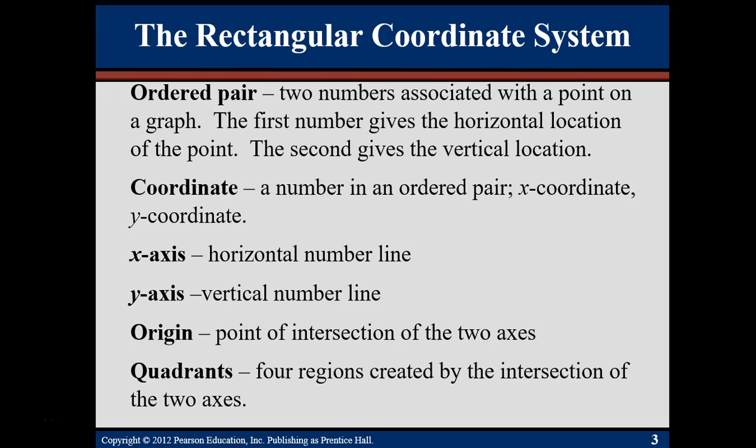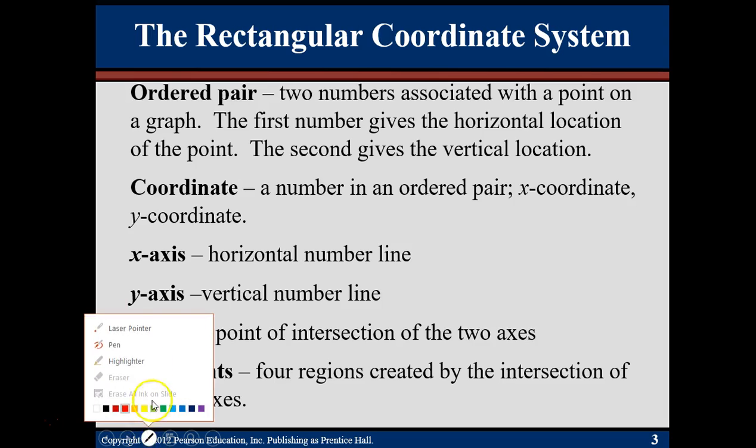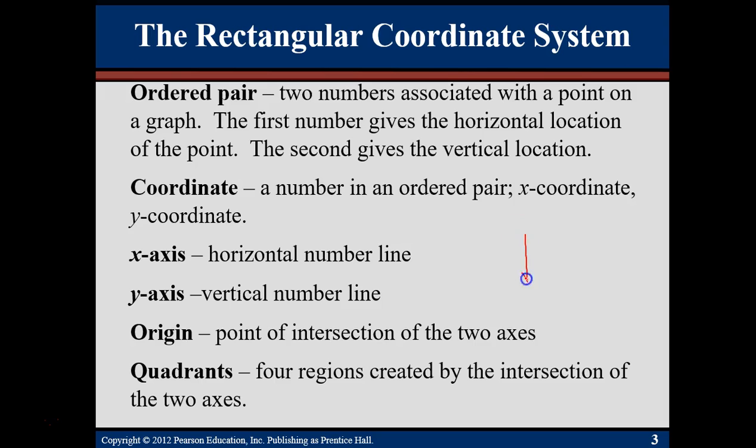To plot the x-coordinate, you will move along the horizontal axis. That's the x-axis. To plot the y-coordinate, you'll go vertical up and down on the y-axis. Where the two intersect is called the origin. It'll be right at the center. That has an ordered pair of 0, 0. Since I have two lines intersecting on the grid, I'll create 4 sections, and these are called quadrants.